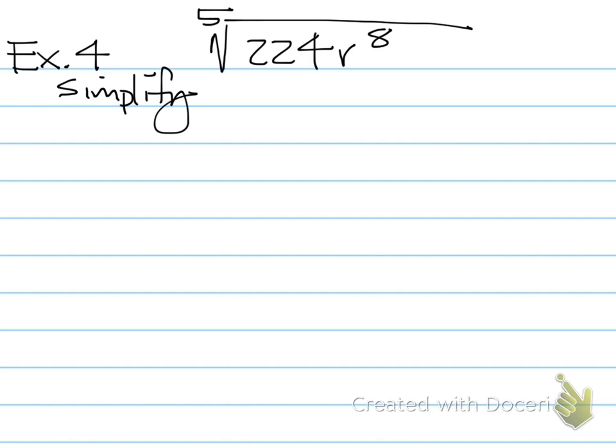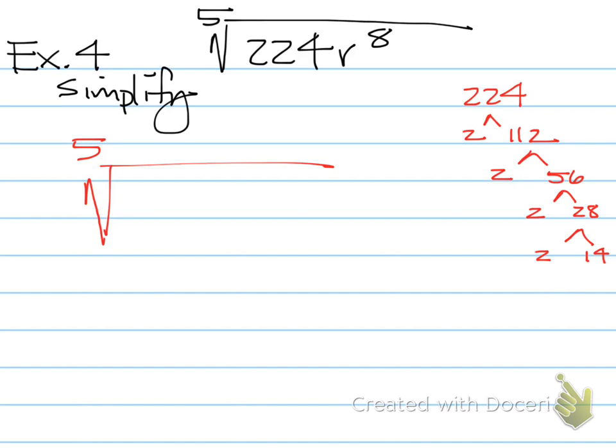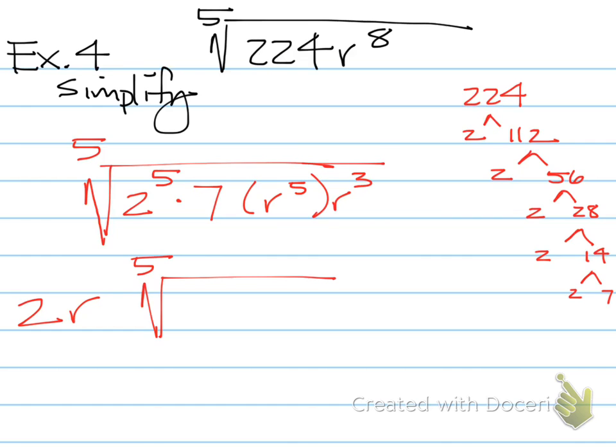Here we're looking for groups of 5 in 224. We want to do a factor tree to find out what all the factors are. So 224 is 2 to the 5th power times 7. And then r to the 8th power is r to the 5th power times r cubed. So I have 5 2's, so I can pull out a 2 from under the radical sign. There's only 1 7, so it stays under the radical sign. I have 5 r's under the radical, so I can pull that out from under the radical sign, and I'm left with 3 r's under the radical sign.